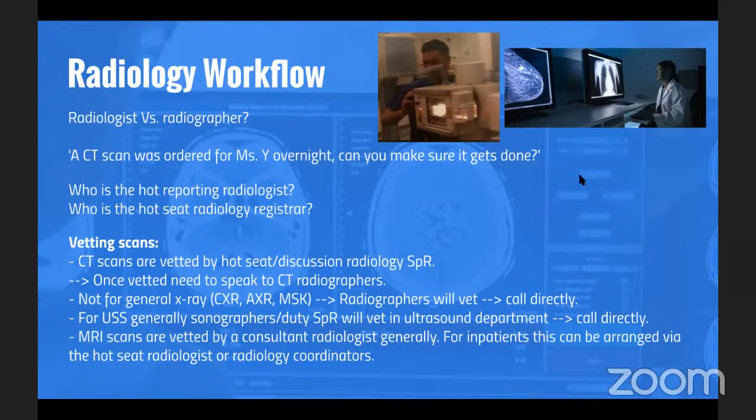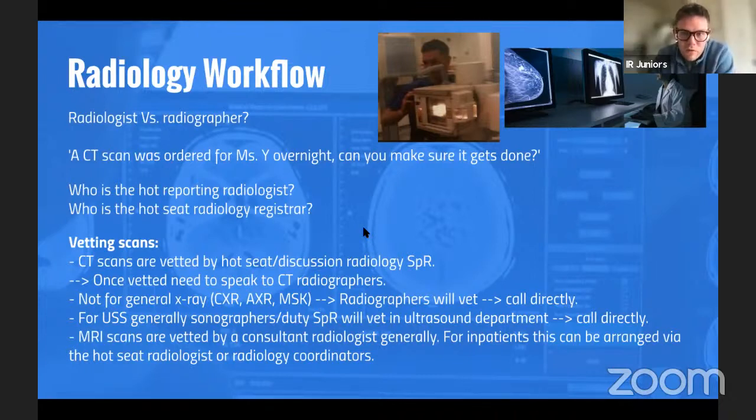Again, it's hard to put a hard answer on this, because it's going to vary so much between hospitals, but that is basically how it works as a general rule. And don't be shy, when you move to a new hospital, to speak to the radiology department to find out how these things work. That's great. Thanks, Matt.